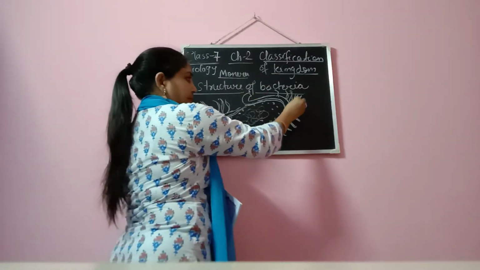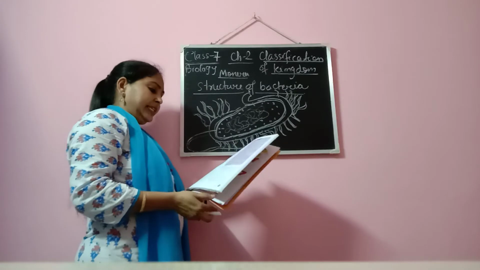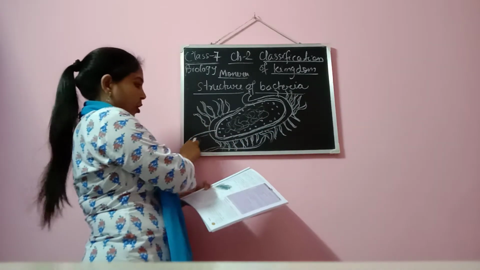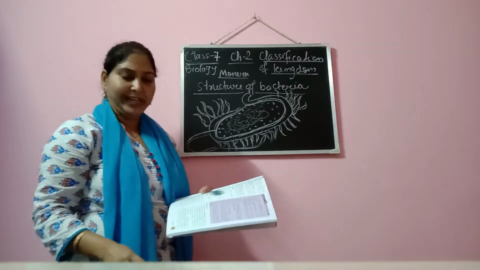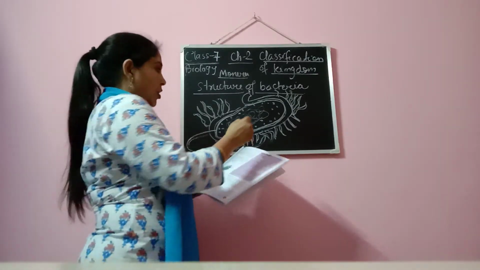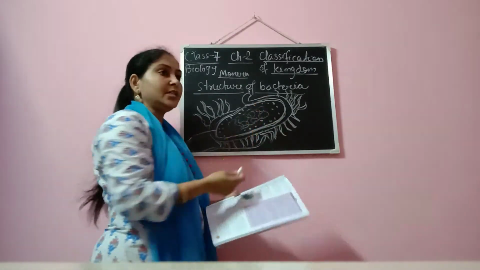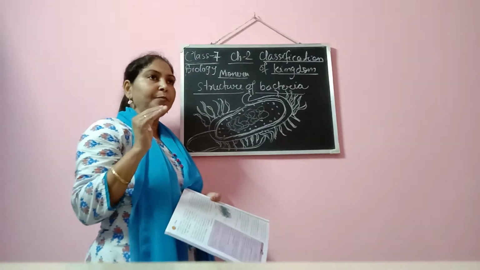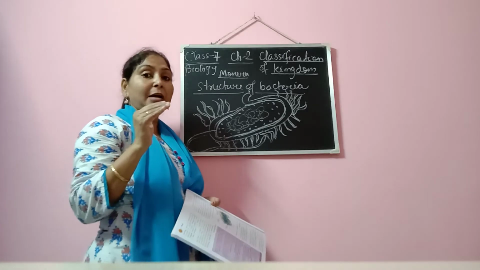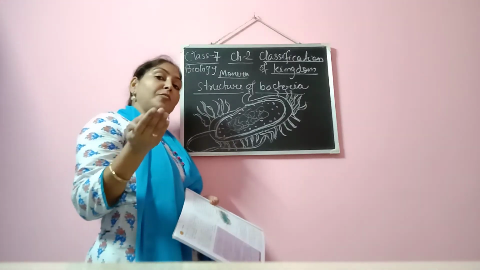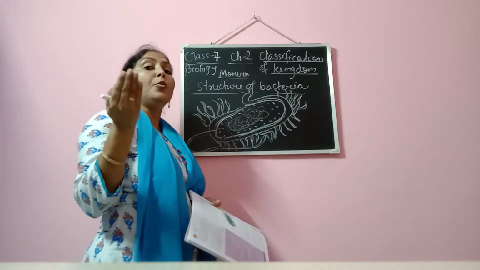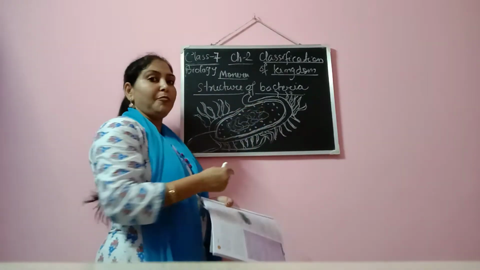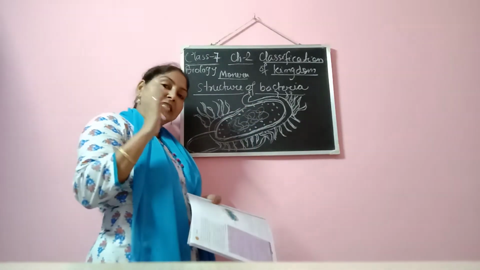Now you will find this long tail-like structure, which is called flagella. And because Monera, this particular kingdom, has the characteristics of both plant and animal, that is why they have both a cell wall as well as a membrane.